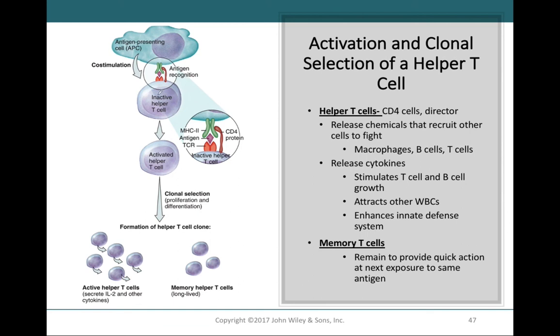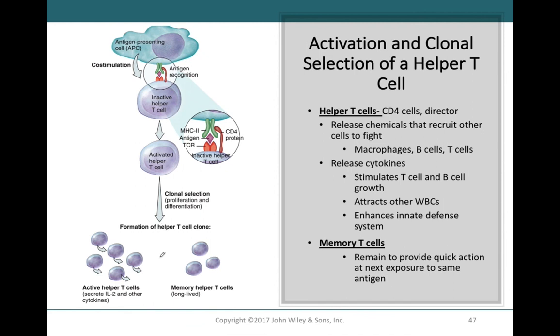Once an antigen-presenting cell with an antigen displayed on its cell surface comes and locks in to an inactive helper T cell, the binding of the T cell to the antigen and the CD4 protein to the MHC2 molecule is what will lead to activation of that helper T cell. Once activated, helper T cells will undergo the process of clonal selection, which is the proliferation and differentiation into many different clones. You'll see that we'll produce many different types of active helper T cells. These are clones of the original activated helper T cell. These clones are going to be used to help fend off the infection that our body's undergoing.